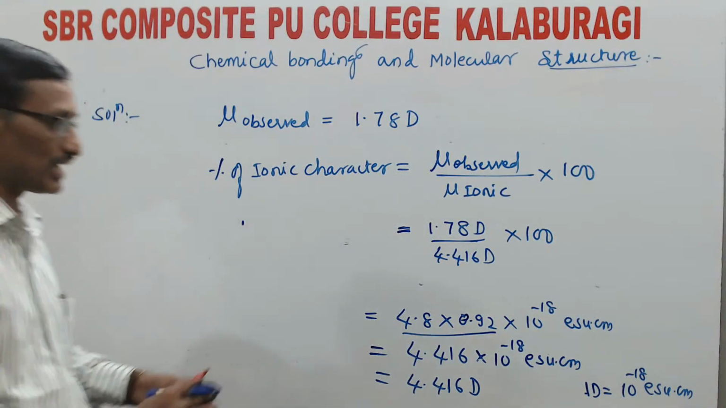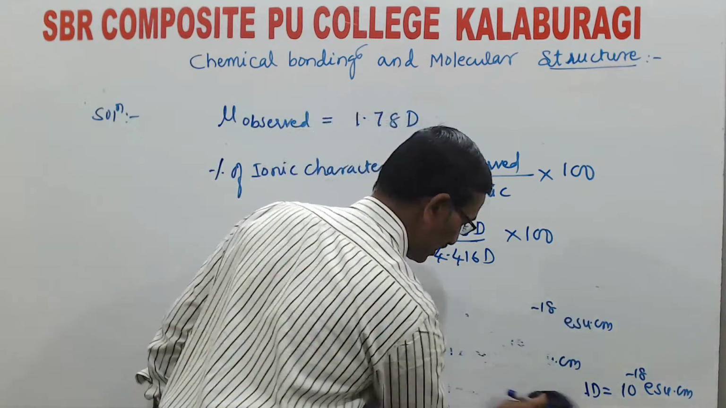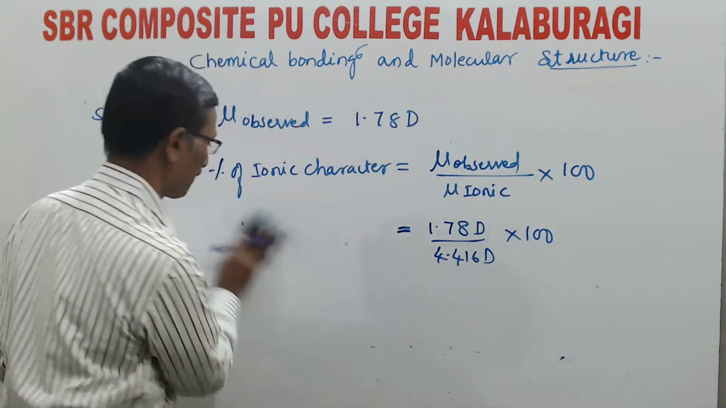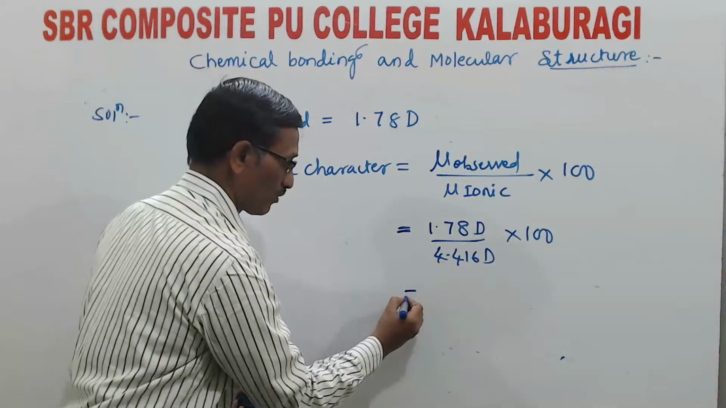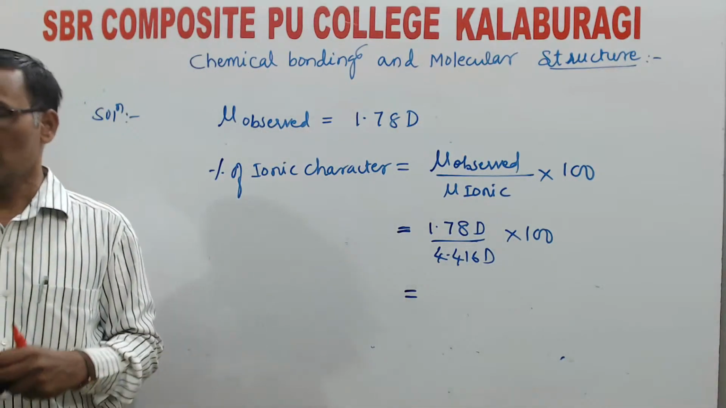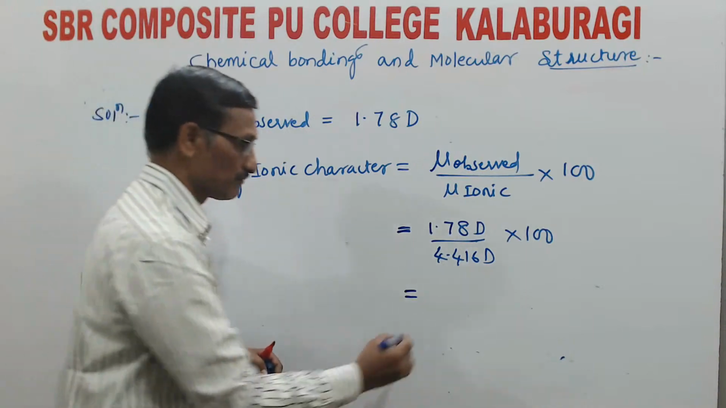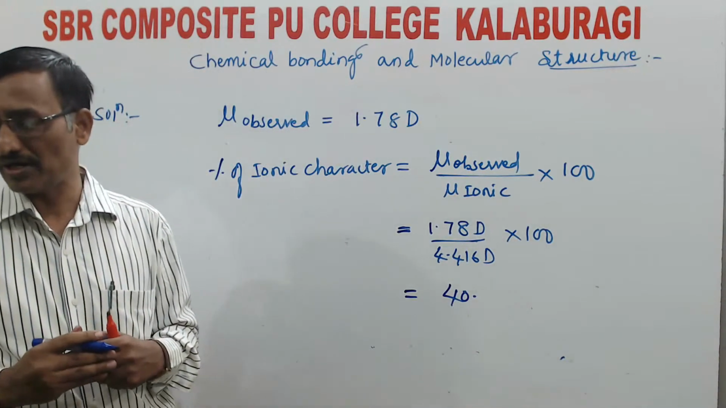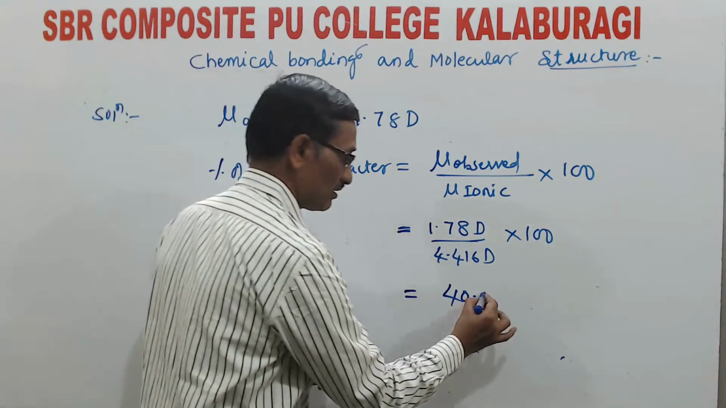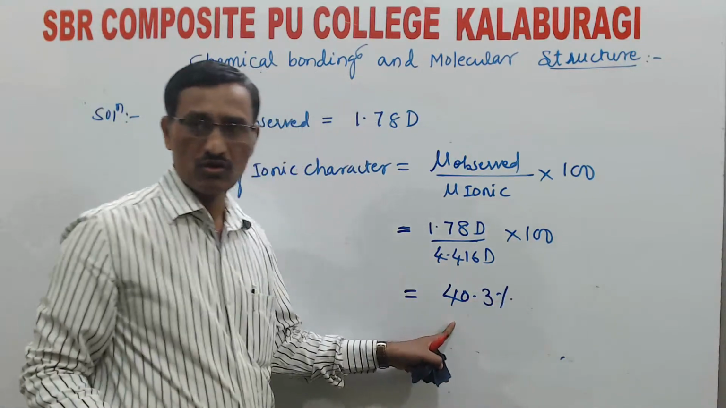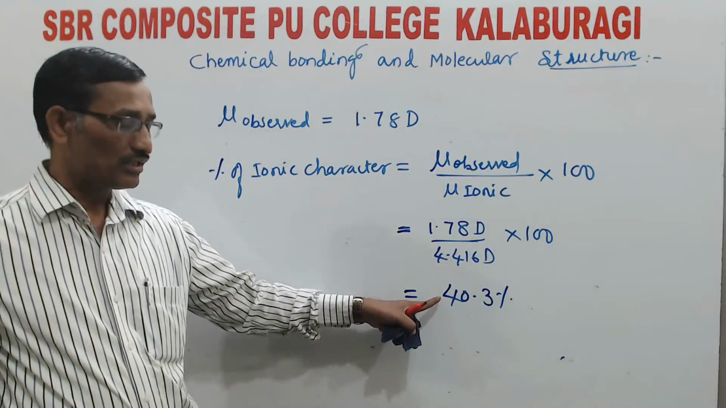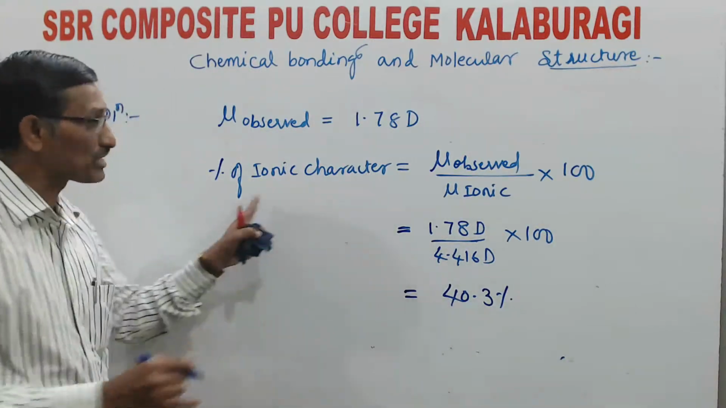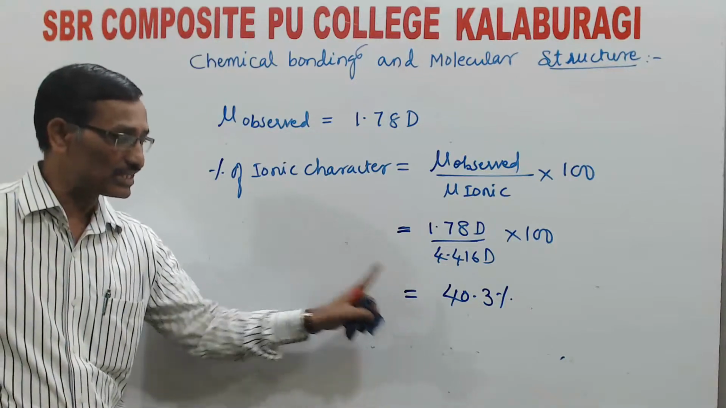So how much will you get? If you simplify, more or less we will get 40.3%. That is just to go through. You will get 40.3%. Now this is the percentage of ionic character in HF.